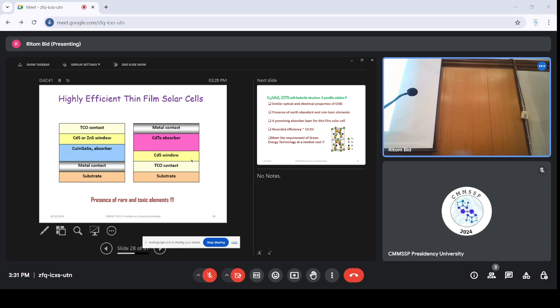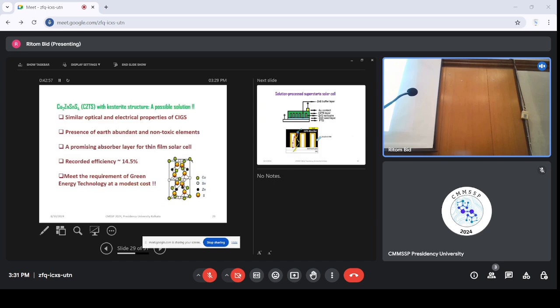As I mentioned earlier, the most efficient thin film solar cells are being made of copper indium gallium selenide and cadmium telluride. But the presence of indium, gallium, cadmium and tellurium means the presence of rare and toxic elements. So we have to look for another kind of material. This is the kesterite structure material, where indium and gallium in the CIGS have been replaced by zinc and tin.